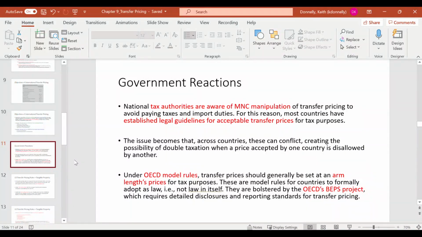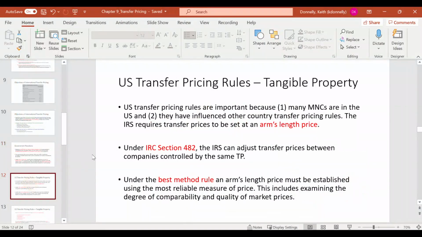Now the OECD, right? They have model rules regarding transfer prices. If they're afraid of and want to stop base erosion and people not paying taxes, transfer prices are important to them. Generally, they're going to say, hey, you should use an arm's length price for tax purposes. And then they also have a bunch of details regarding how you should disclose this and put these items on your financial statements and your tax returns.